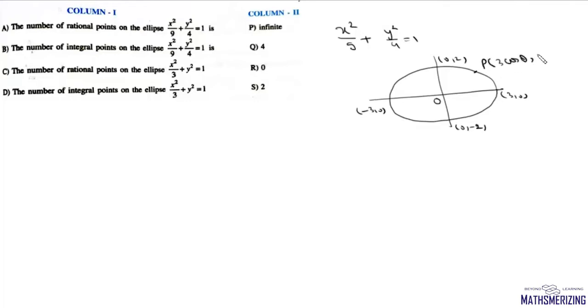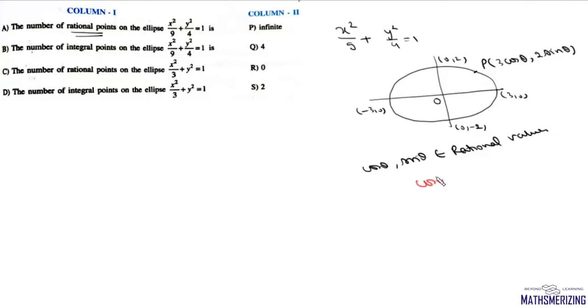3 cos theta and 2 sin theta. Now we need to find the number of rational points on this ellipse. So any point on this ellipse where cos theta and sin theta assume rational values will lie on this ellipse.